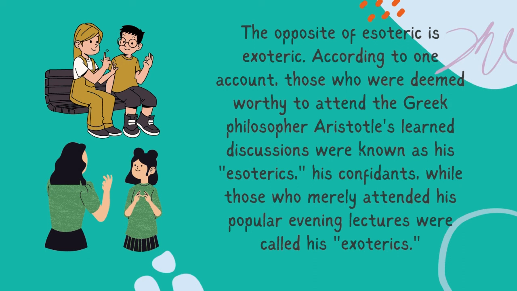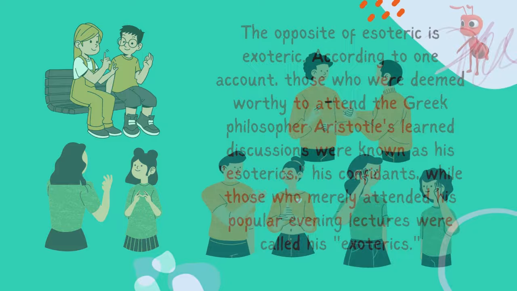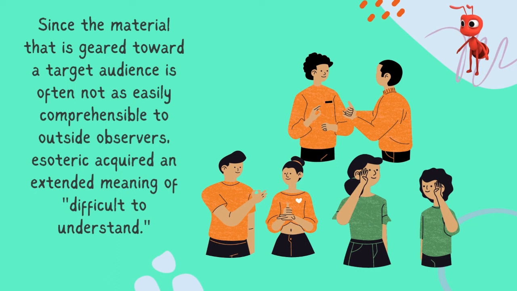According to one account, those who were deemed worthy to attend the Greek philosopher Aristotle's learned discussions were known as his esoterics, his confidants, while those who merely attended his popular evening lectures were called his exoterics. Since material that is geared toward a target audience is often not as easily comprehensible to outside observers, esoteric acquired an extended meaning of difficult to understand.